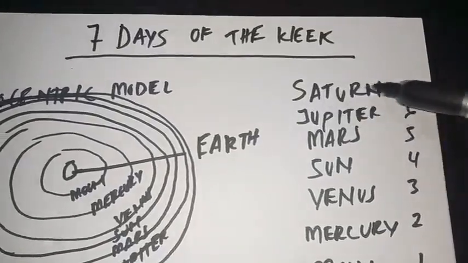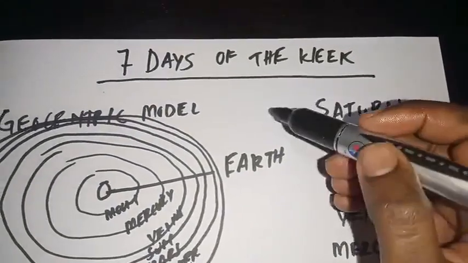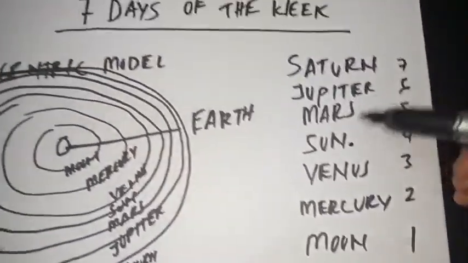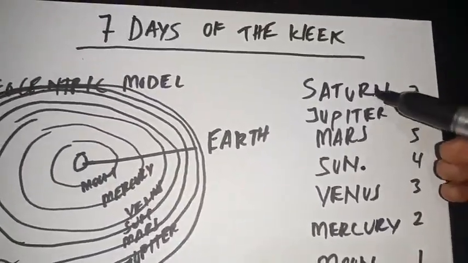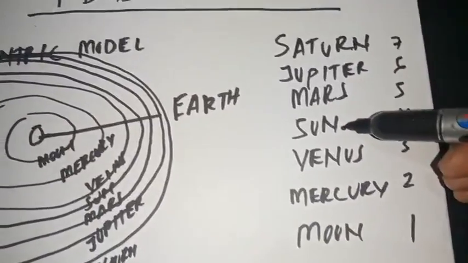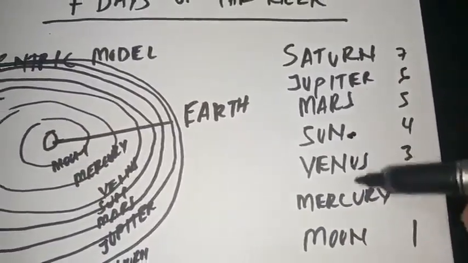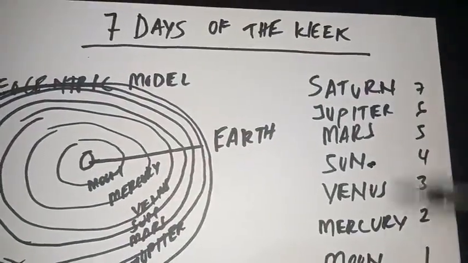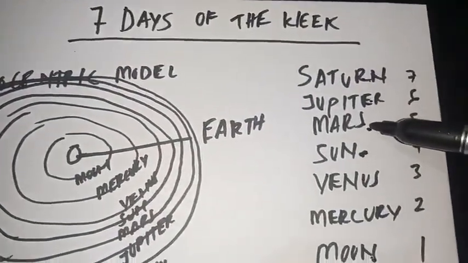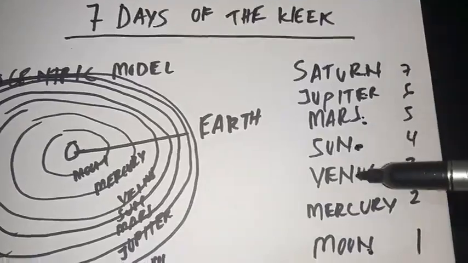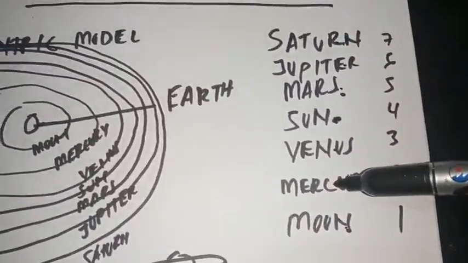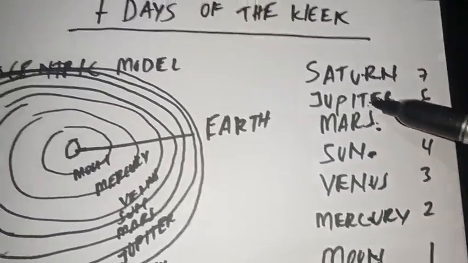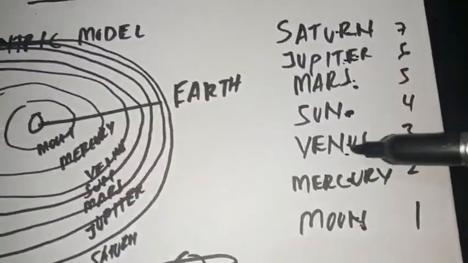Saturn is Saturday, and then the Sun is Sunday. So Saturday, Sunday. See, you've skipped four: one, two, three, four, Sunday. And then Monday: one, two, three, four. Monday is the Moon. And then you skip four again: one, two, three, four. Mars is Tuesday. Skip four. Mercury is Wednesday. And then Jupiter is Thursday. And then Venus is Friday.